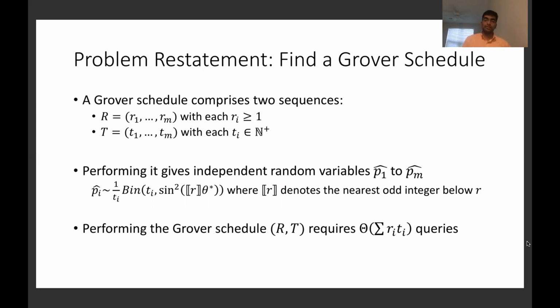And so performing a Grover schedule gives us a sequence of m random variables. Each one corresponds to a set of coin flips, so it corresponds to TI coin flips, each with this corresponding bias. And so it's a binomial random variable, and it is sufficient for us to retain the mean of each of these variables. Finally, one thing to note is that performing the Grover schedule RT will require at most half times sum of RI-TI many queries. And this is theta of sum of RI-TI many queries.